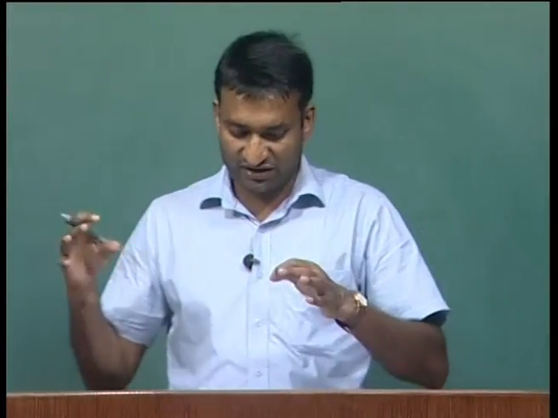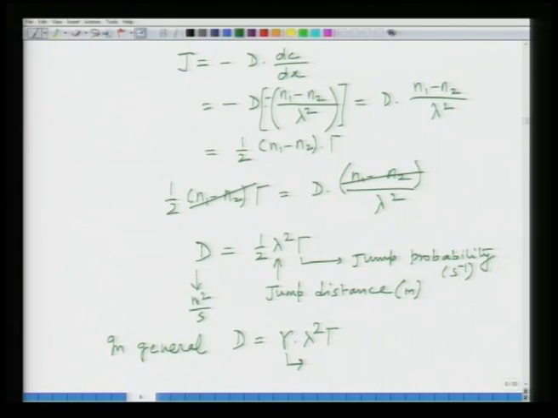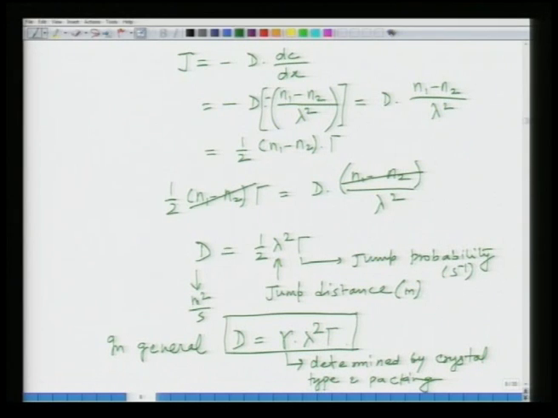Depending upon the crystal structure you have, the packing of atoms you have, this gamma will be determined by those things. So, gamma is governed by the possible number of jumps, determined by crystal type and packing. Okay. So, what is basically the atomic configuration of the material? So, this is the general expression, D is equal to gamma lambda square tau.